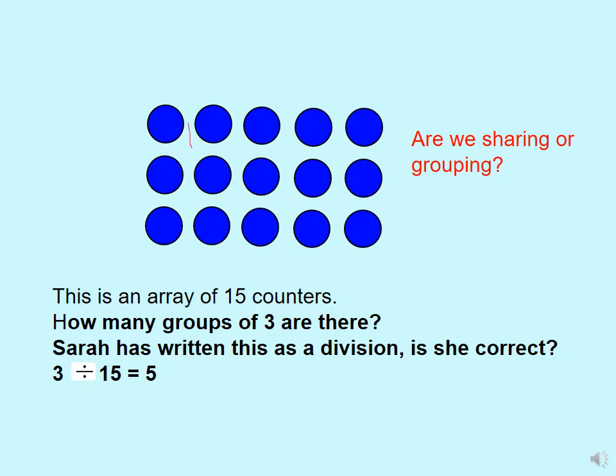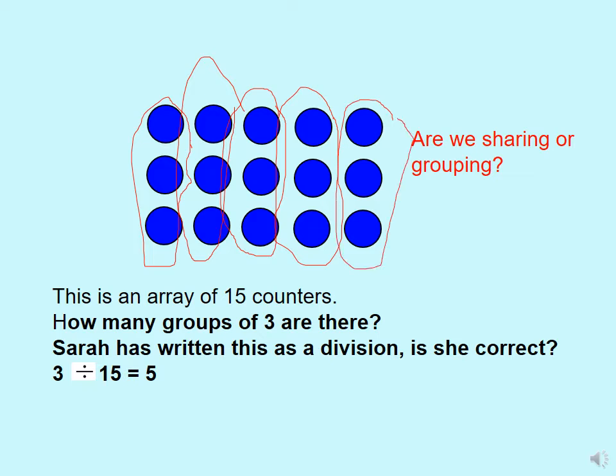Okay, so here is one group of 3. Got another group of 3. Another group of 3. This is our 4th group of 3. And here we have 5 groups of 3. So are we sharing or grouping? We are grouping in this question because we are grouping them into 3s.